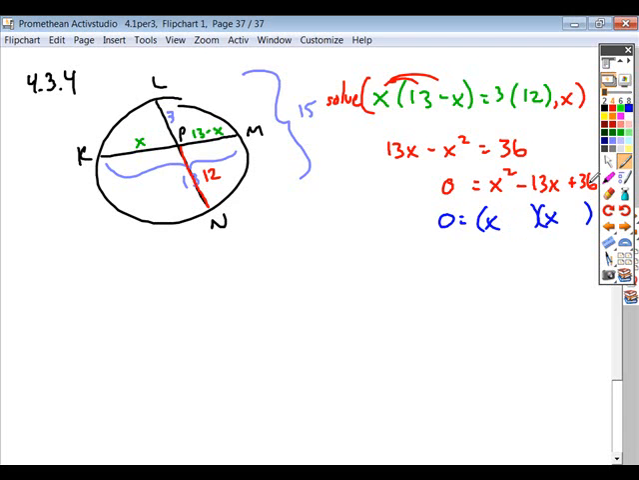So we know since their product is positive, the sign has to be negative for both of these. And then the two factors that give you 36 when you multiply and 13 when you add are 9 and 4. So those are your two possible values of x. Set each of these factors equal to 0 using the zero product rule. You get x is equal to 9 and 4. And so those are your possible lengths.